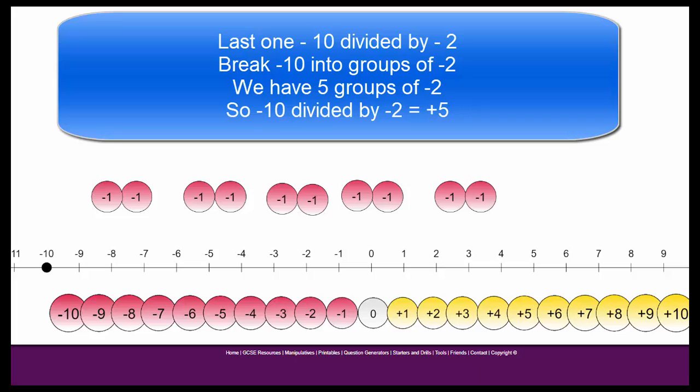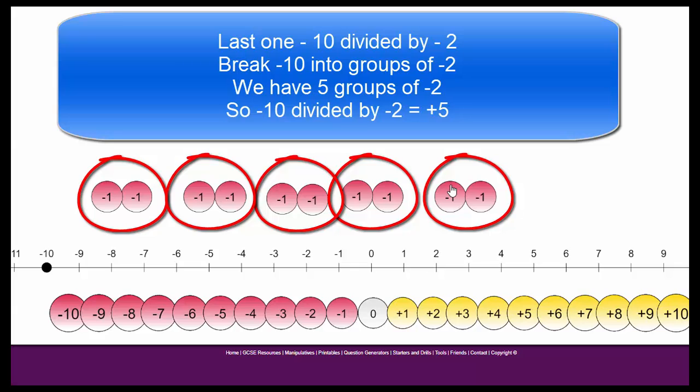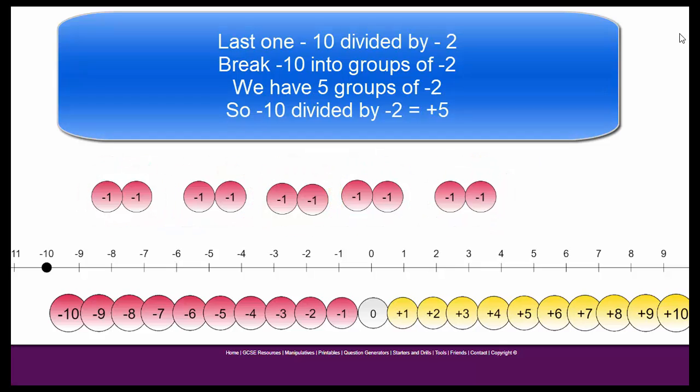The last one isn't too bad. Negative 10 divided by negative 2. So I have negative 10, and I've broken into groups of negative 2. How many groups of negative 2 do I have? Well, I have 5 groups of negative 2. So I'm not taking anything away. I just have 5 groups of negative 2. So negative 10 divided by negative 2 is positive 5.